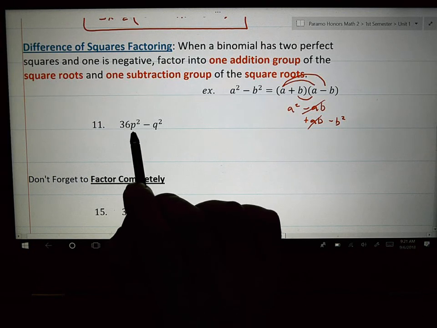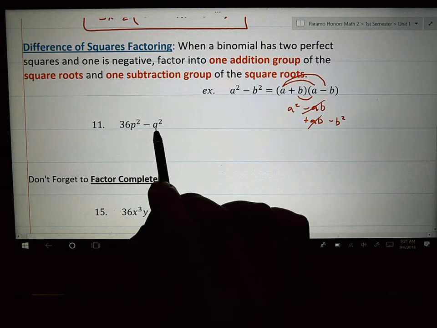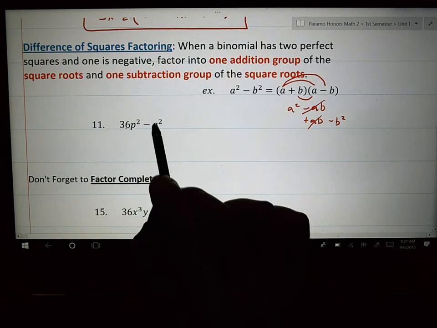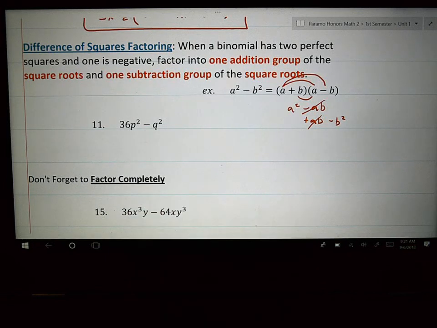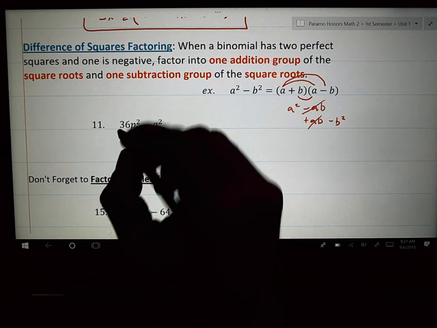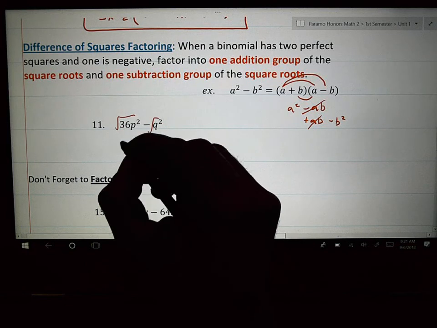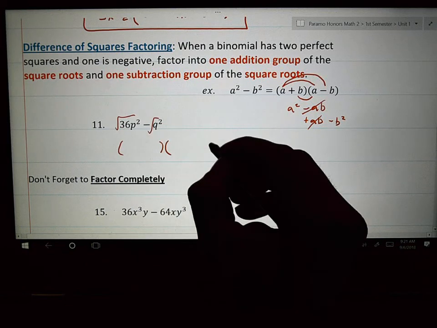Do you know what the square root of P squared is? Do you know what the square root of Q squared is? So we know that this is a perfect square, this is a perfect square, and it's a difference of squares. This only works for a difference of squares. I can figure out what's the square root of this, what's the square root of that, and then I'm going to put that in the front of my parentheses.